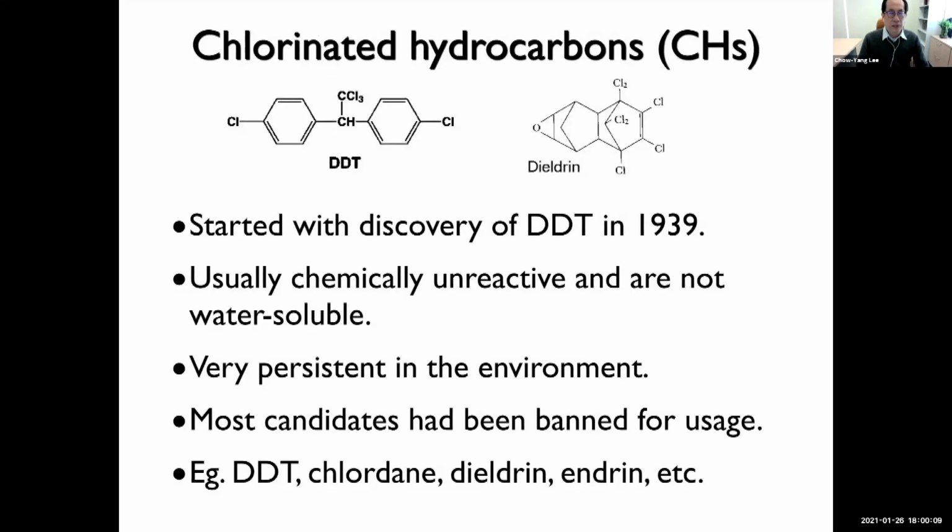One of the, I would say, common groups of insecticide used against vectors that was popular in the past is actually chlorinated hydrocarbon, which started with the discovery of DDT back in 1939. They are usually chemically unreactive and not water soluble, and that makes them very persistent in the environment. And most of the candidates have been banned for usage, with exception in some countries.